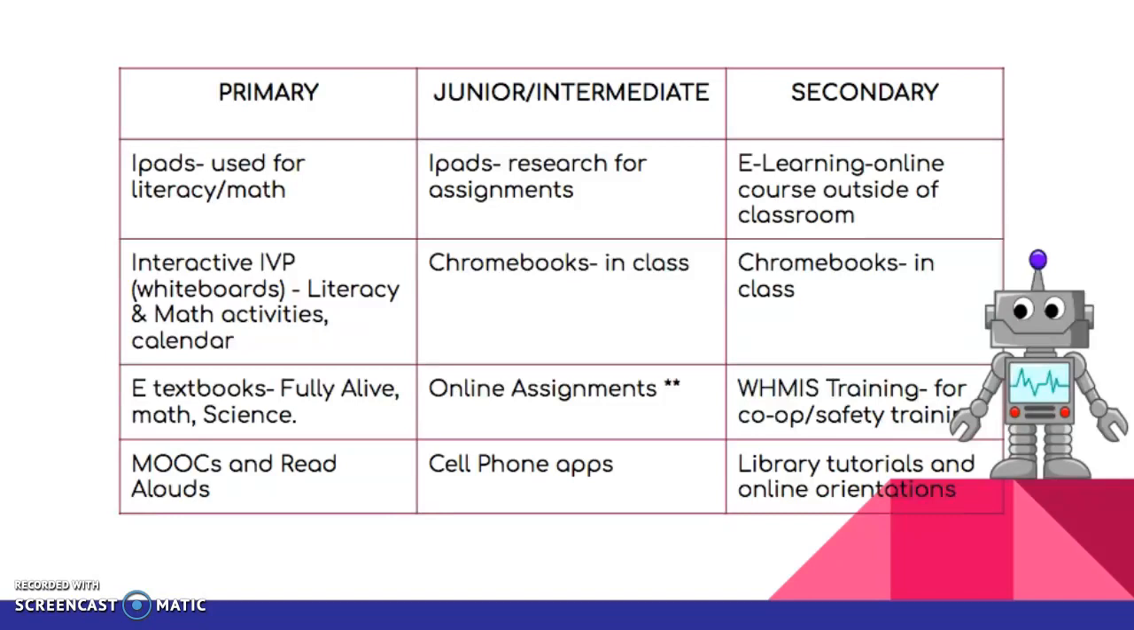In secondary, we have e-learning, online courses outside of the classroom. So some online courses are offered to secondary students to complete their credits. We have Chromebooks in class as well. We have online training for co-op and safety training in the later grades. And we also have library tutorials and online orientations.